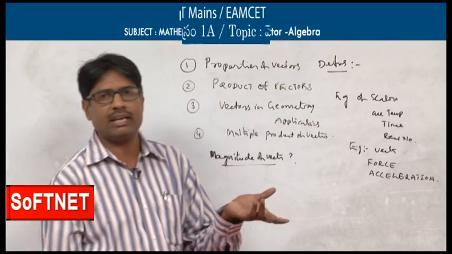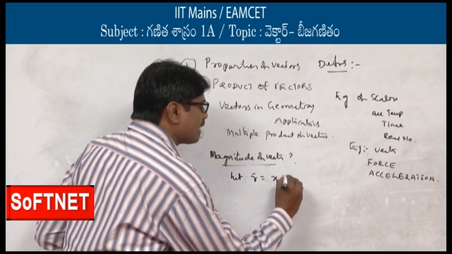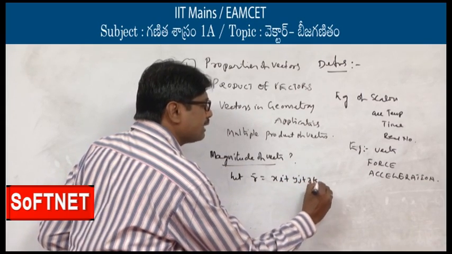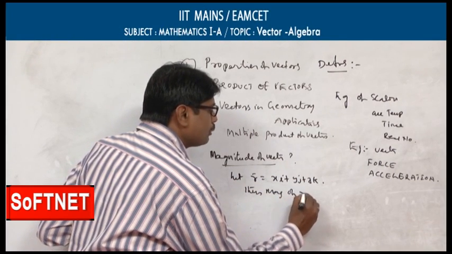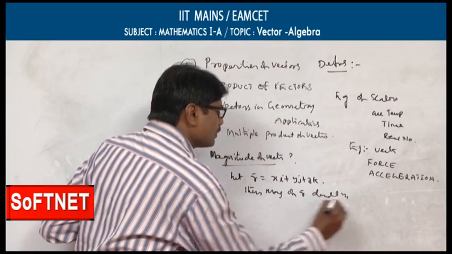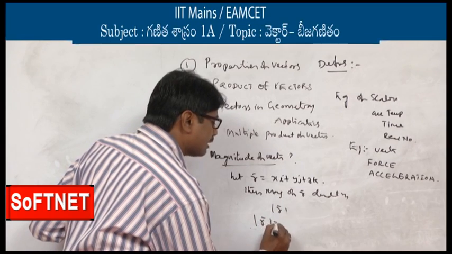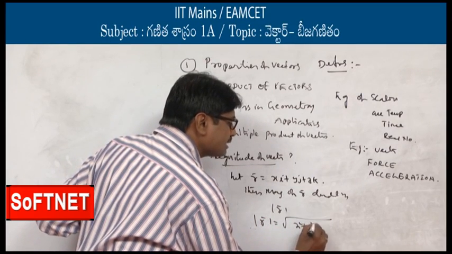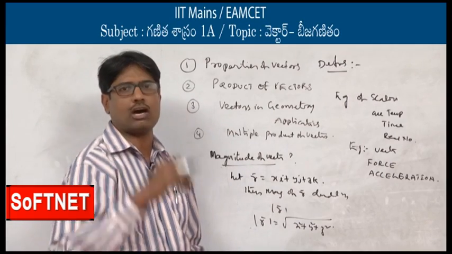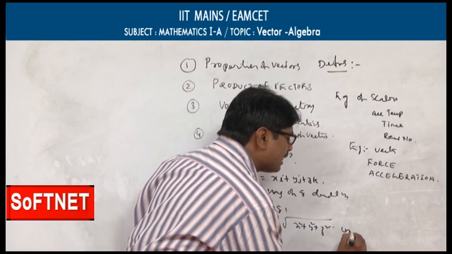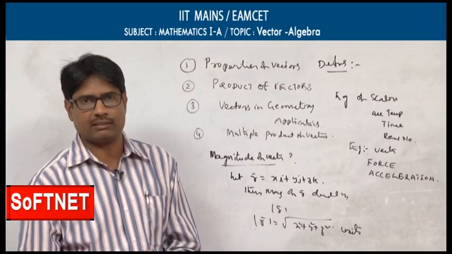Generally it is denoted by 2 parallel lines. Let r bar is equal to x times i bar plus y times j bar plus z times k bar. Then magnitude of r bar, denoted by two parallel lines, is defined by mod of r bar is equal to root of x square plus y square plus z square. It means we are giving the distance from origin to the vector r bar. Units will differ from a physical quantity to physical quantity. That is the magnitude of a vector.